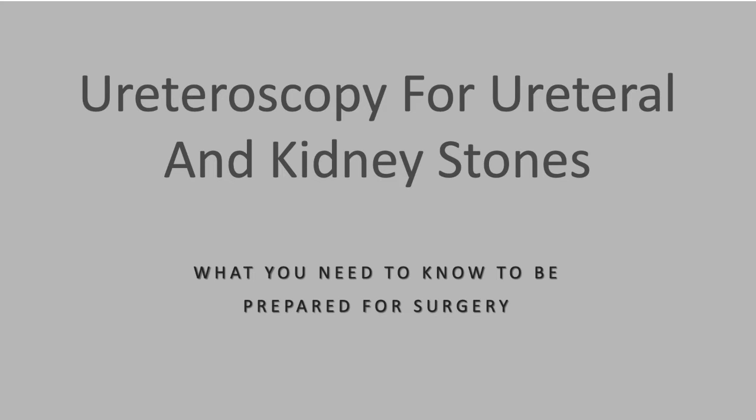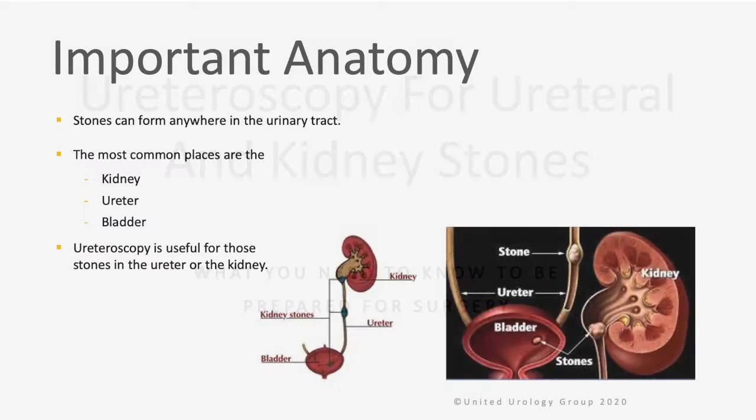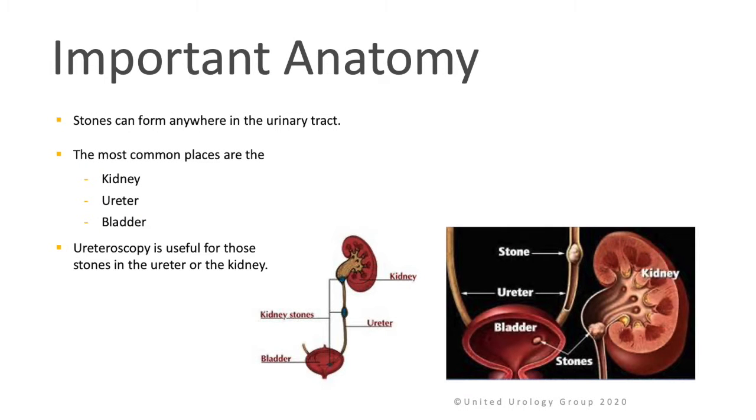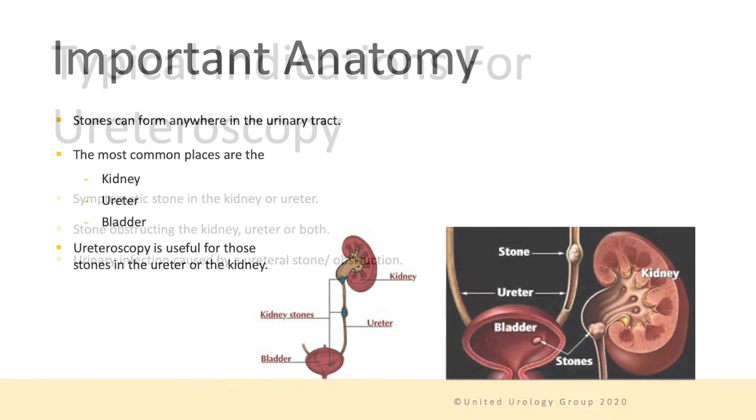This presentation is about ureteroscopy for ureteral and kidney stones and what you need to know to be prepared for surgery. Important anatomy. Stones can form anywhere in the urinary tract. The most common places are the kidney, the ureter, and in the bladder. Ureteroscopy is useful for those stones in the ureter or the kidney.